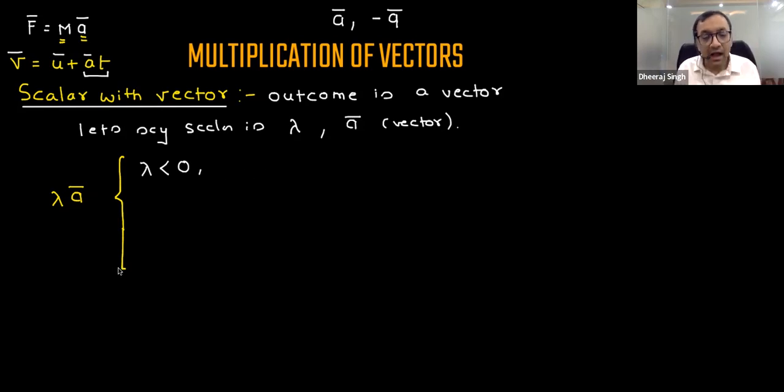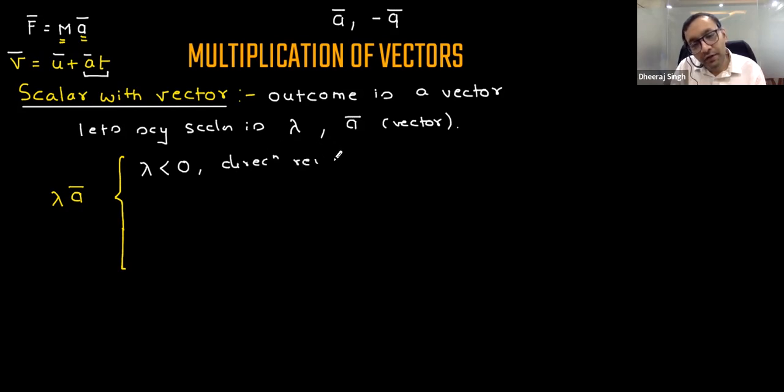Okay, somebody is saying, how can a scalar quantity be negative? Does anyone know any quantity that is a negative scalar quantity? Charge can be negative. Displacement is a vector quantity. Charge is a scalar quantity. Can charge be negative or not? Charge can be negative. Energy can also be negative. Length cannot be negative. Does that answer your question, whether a scalar quantity can be negative? So it can be negative. There are so many examples. So lambda less than zero, what will happen to the direction?